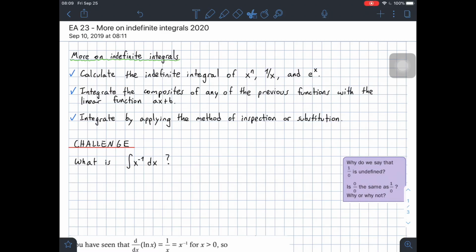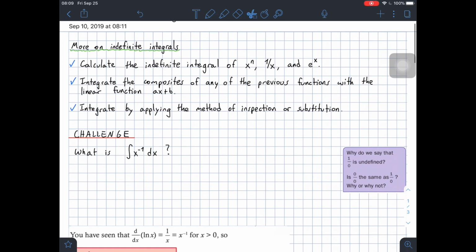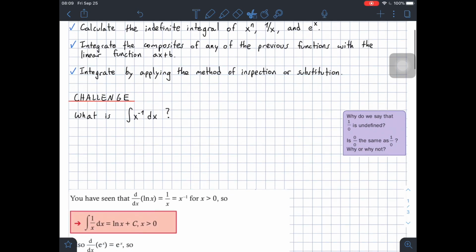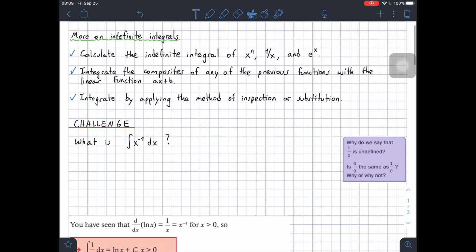Hello seniors, today we're going to see electronic assignment 23, which is more on indefinite integrals. We're going to learn two new rules for finding integrals of logarithmic functions and of exponential functions.